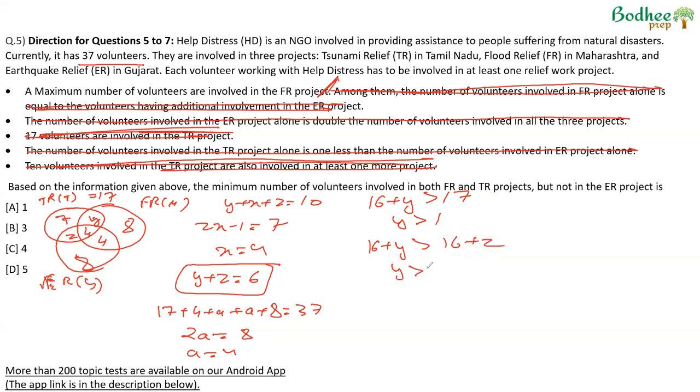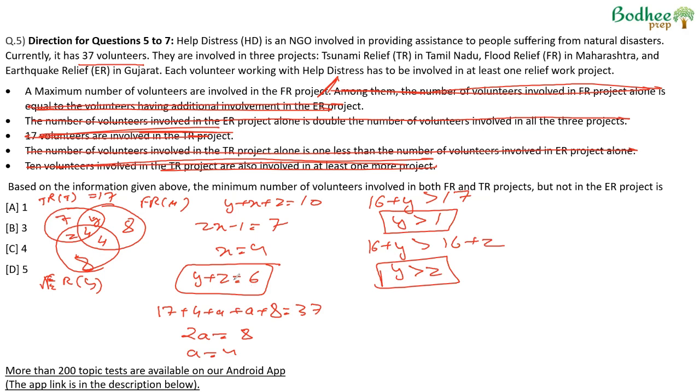So Y is greater than Z. We have these two inequalities as well. It says the minimum number of volunteers involved in both FR and TR, but not in ER, will be how much? The options are 16, 20, 20, 31.